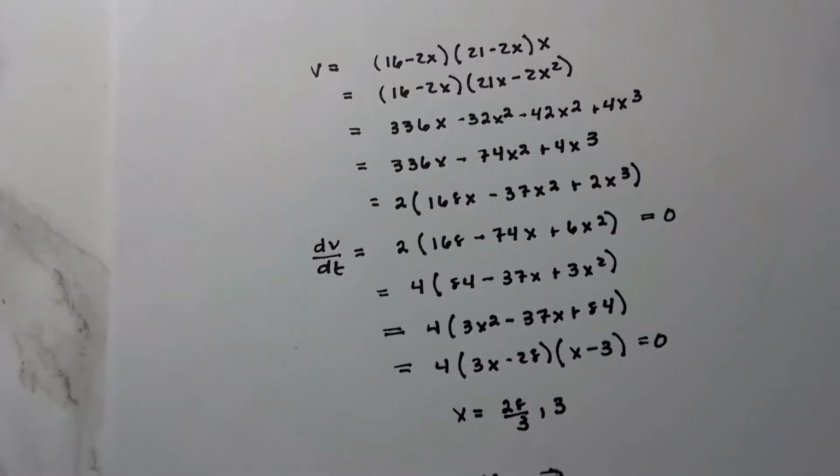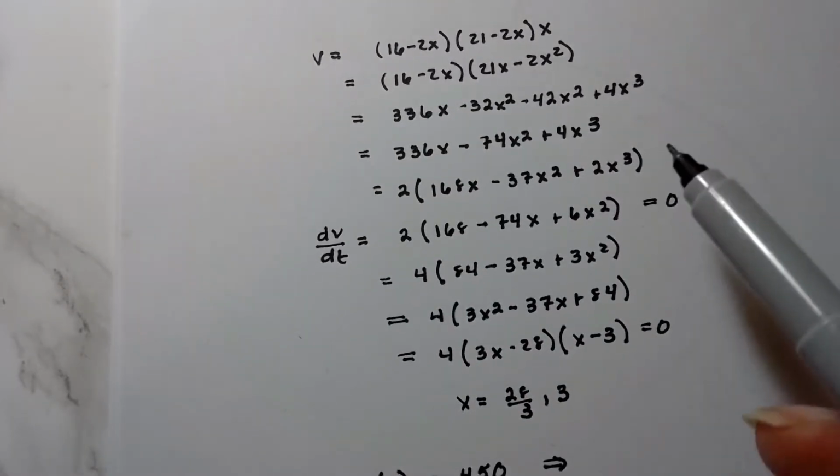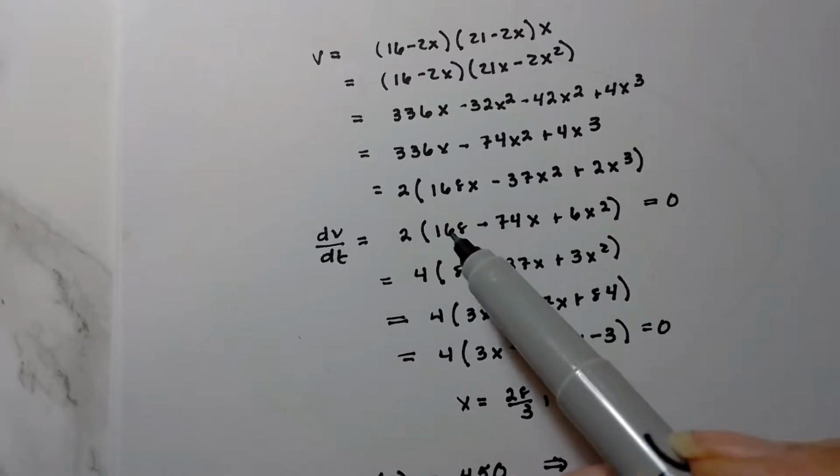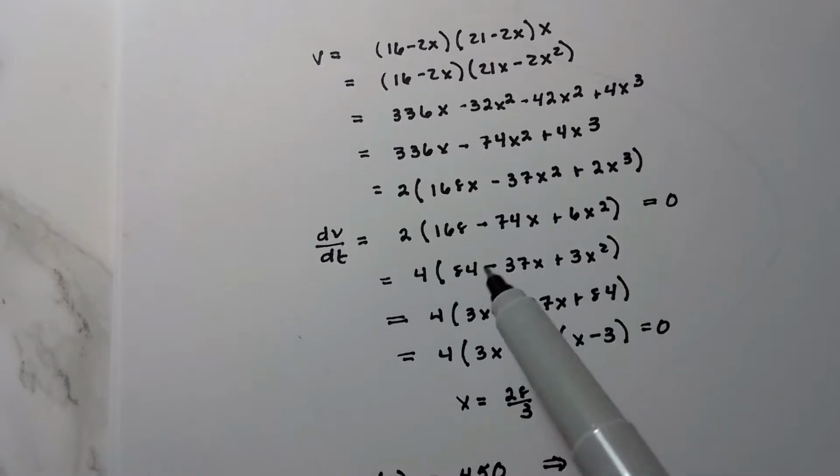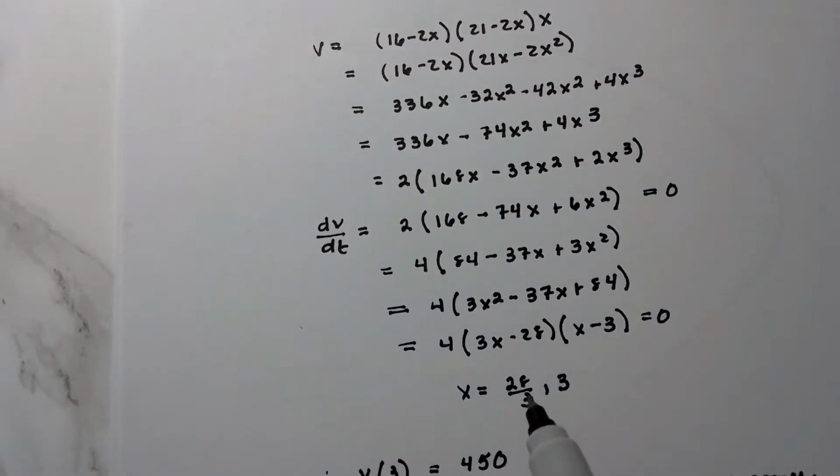I set it equal to 0, and now I have to solve. What I notice is, in here, it's all divisible by 2, so I took another 2 out to make that 4, and simplified that. Then I rewrote it in descending order, because I know that's how you guys like to factor, but you don't have to factor that way. And then this factors quite nicely into 3x minus 28 and x minus 3. So when we solve for each one of these factors, we get x is 28 thirds and x is 3.